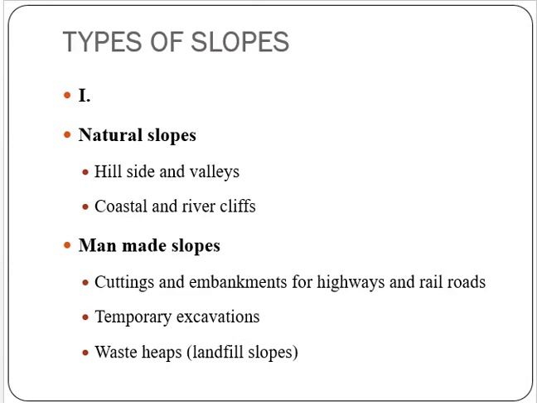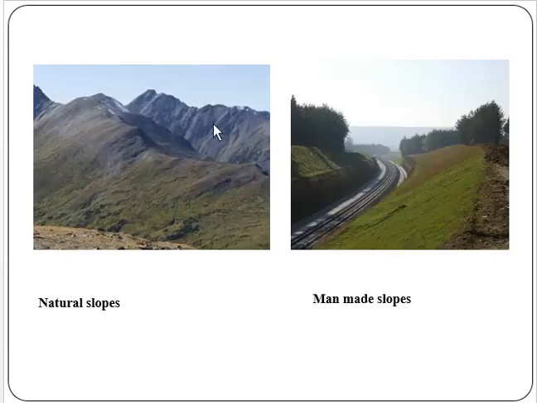First classification: whether it is natural or man-made. Natural slope means it is created in nature, and man-made means humans are creating the slopes. That is the first type of classification, natural and man-made. Examples of natural slopes are hillsides and valleys, coastlines, river cliffs. These are naturally created ones. Man-made slopes mean cuttings and embankments for highways and railroads, temporary excavations, waste heaps, that is in the case of landfill slopes. These are created by humans. So this is the natural slope created by nature, and this is the man-made slope created by humans.